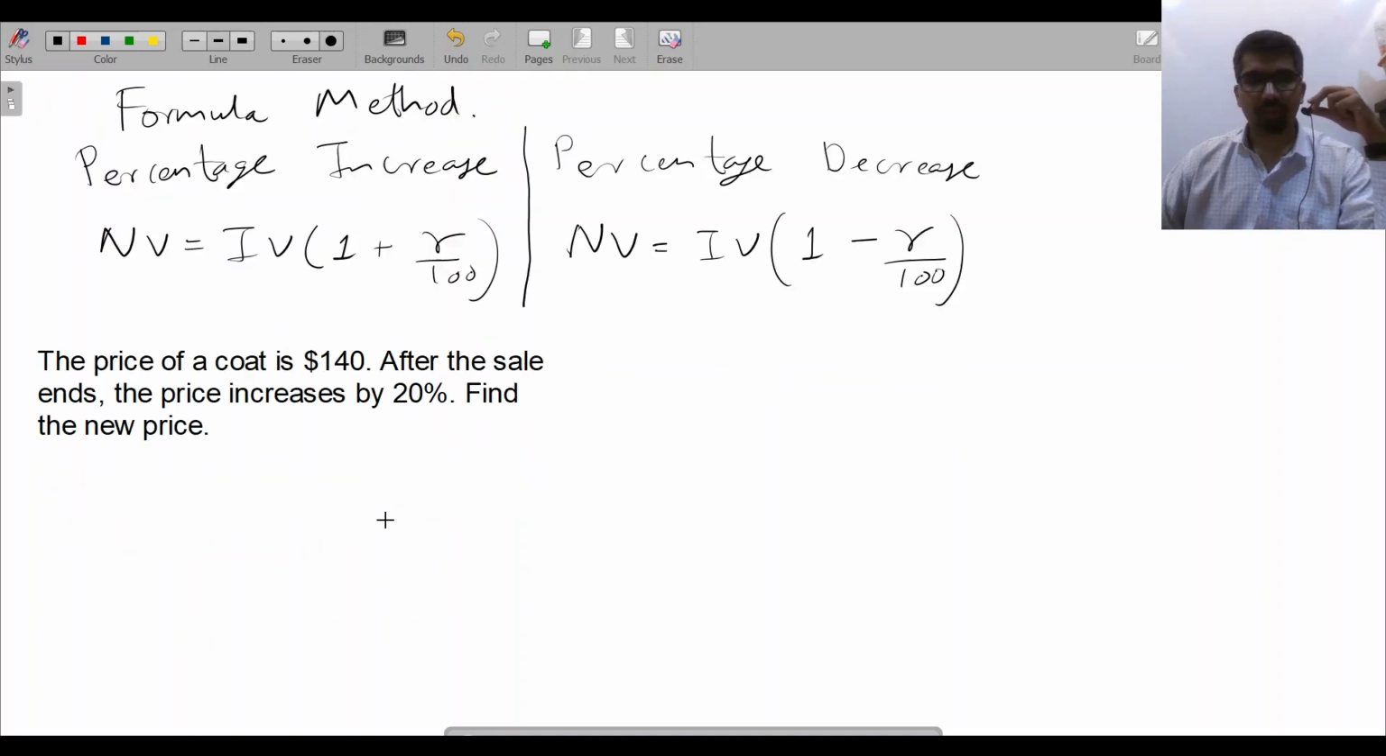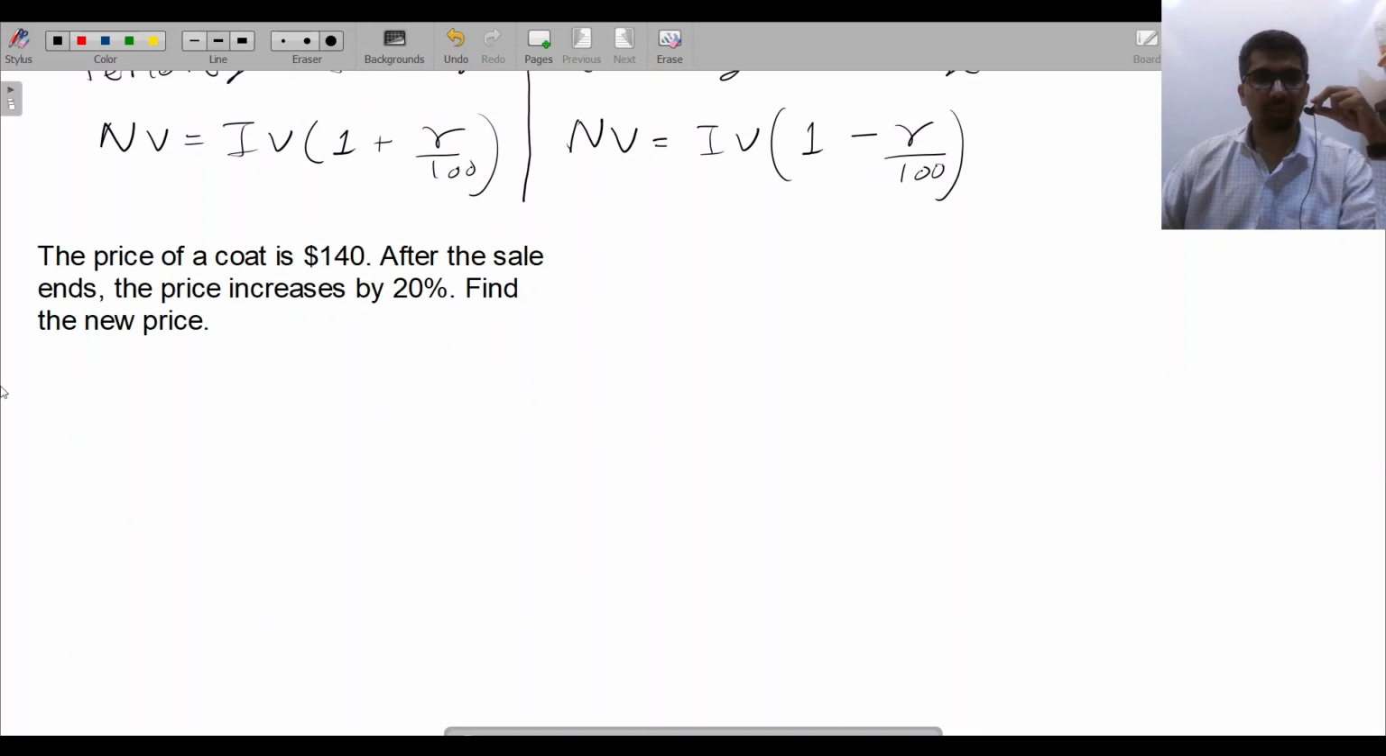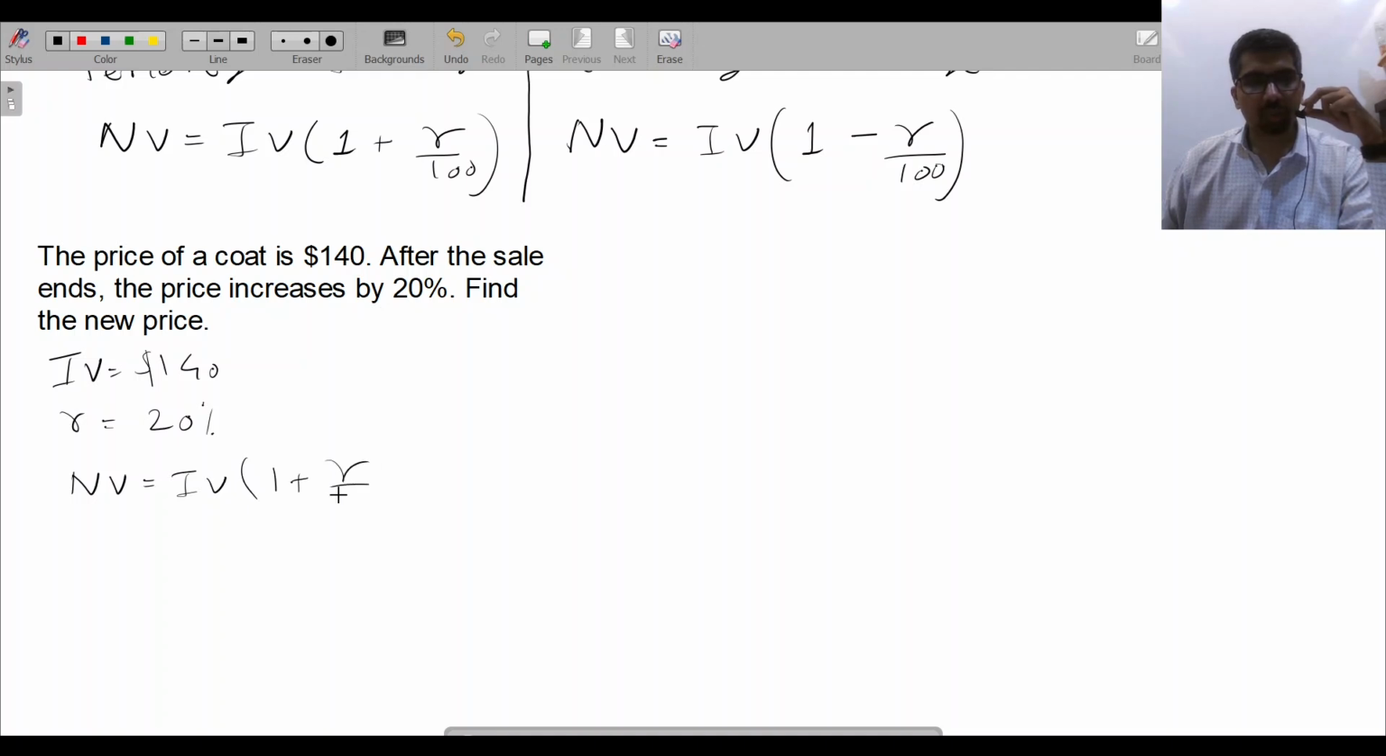I'll apply this formula. I'll write all the givens. The initial value is $140, and R is 20%. I have to find the new value. So new value equals initial value times 1 plus R upon 100. The initial value is $140, times 1 plus 20 upon 100.